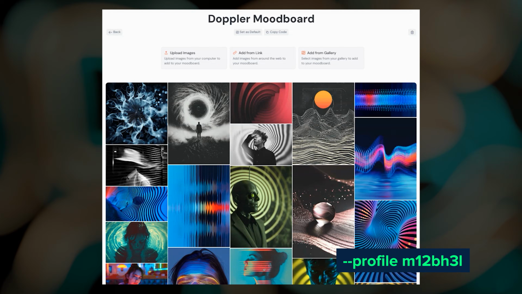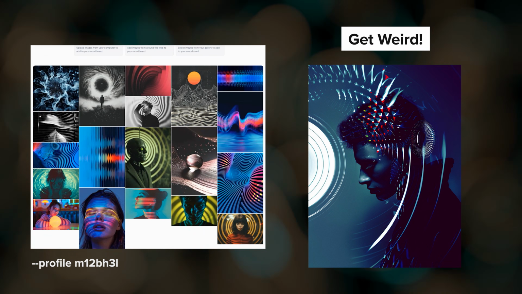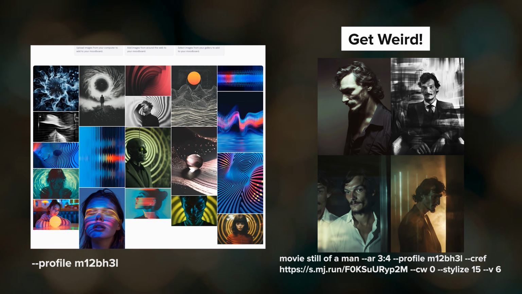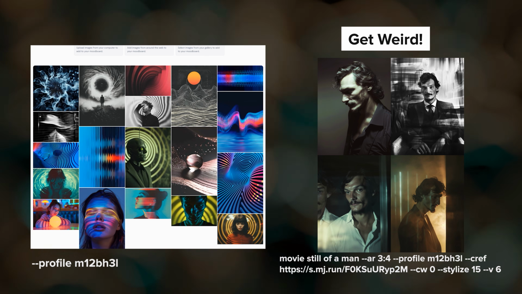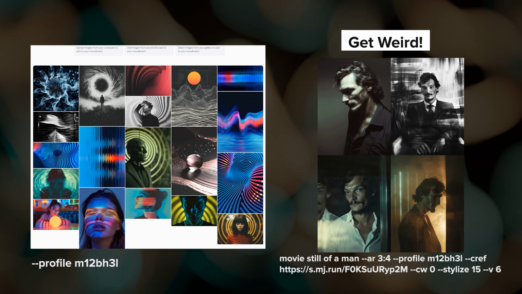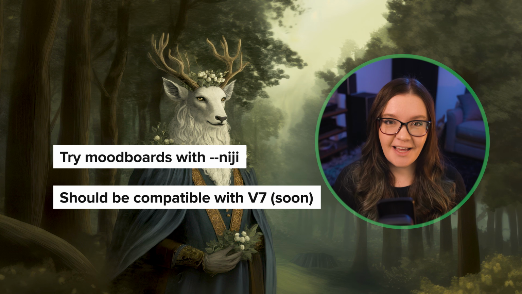And try something weird. This is my Doppler effect inspired mood board that just creates these super interesting images with abstract elements. Here, I decreased the Stylize value to lower the intensity of the mood board and used it with a character reference. So that's just a few ways you can use mood boards. You can also use mood boards with Midjourney's V6 model and likely the upcoming V7 model.